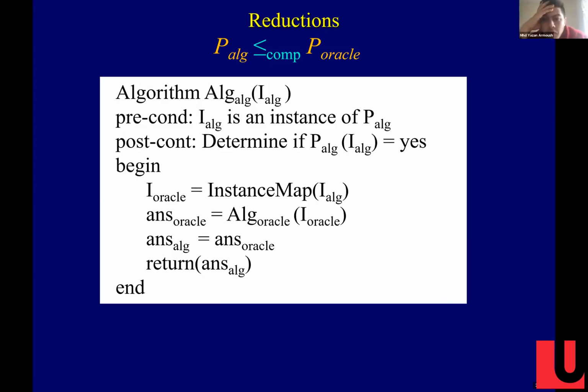For the input, it could be an integer or it could be anything. It could be anything. It could be elephants.